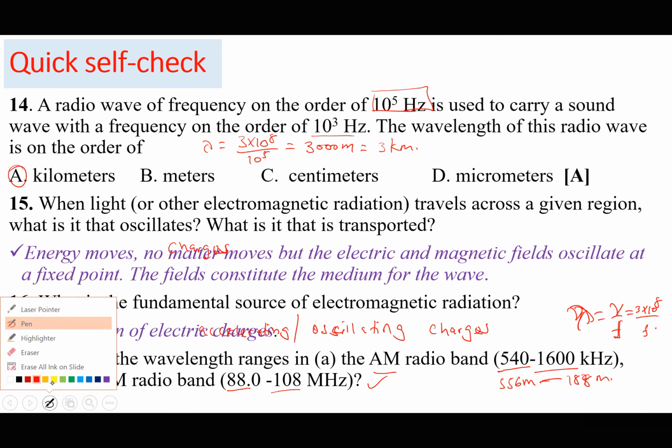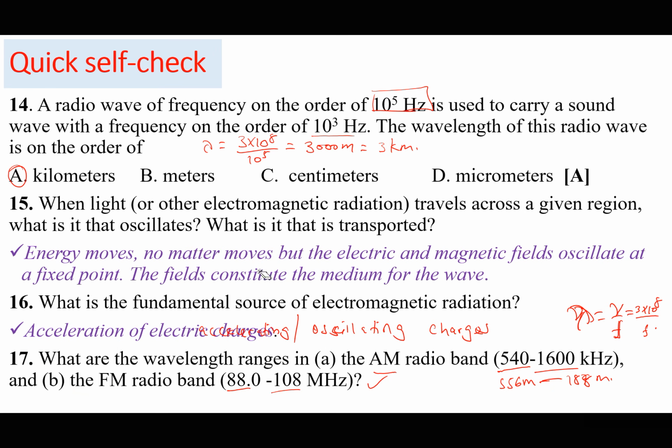Oh, I answered these questions wrongly, by the way. So here we have oscillating electric and magnetic fields. What travels across a region? Oh, that is electric and magnetic fields. Sorry for that. And what is the fundamental source? I think these are accelerating charges. I think that was a mistake I made. What travels across a region? It is the energy which moves because it is a progressive wave, but it is the electric and magnetic fields which oscillate. That is a mistake for question 15.